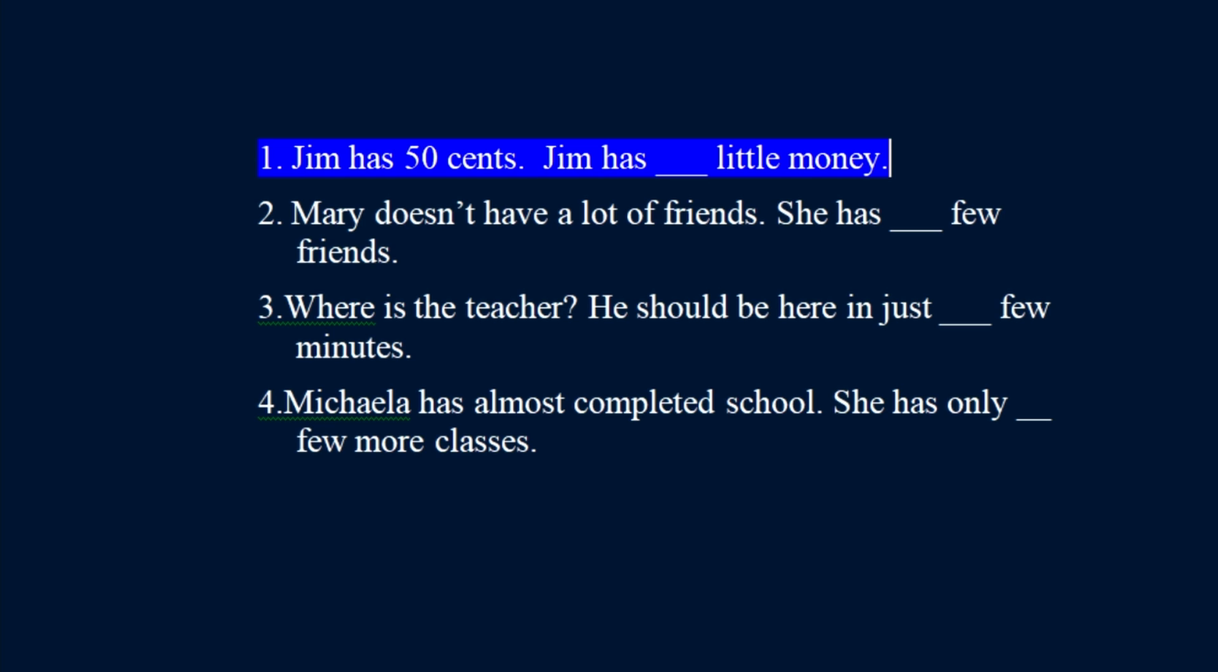To some people, 50 cents is a little money. You can buy a package of chewing gum, for example. To other people, that means almost nothing. So it depends on who you are. Jim has a little money means that he has something in his pocket. Try numbers 2, 3, and 4 on your own, and let's see how you do.